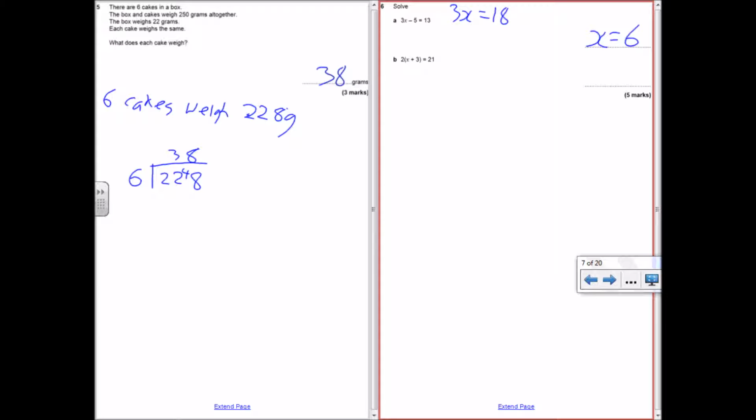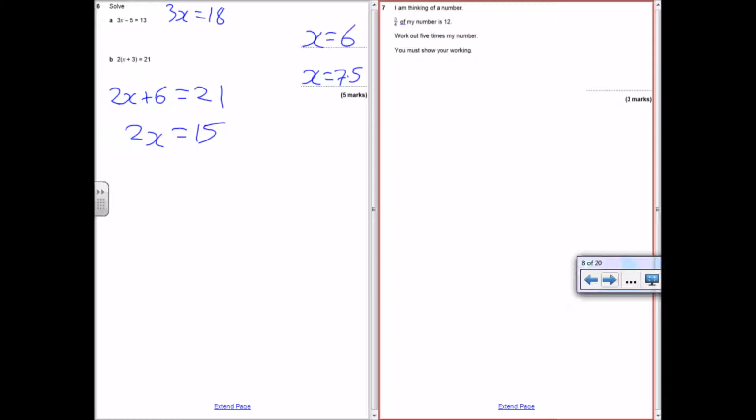And in part B, we need to expand the brackets first. So we get 2 times x is 2x, plus 2 times 3, which is 6, that equals 21. So if 2x plus 6 equals 21, then 2x must equal 15. We know that by subtracting 6 from both sides. Then if we divide both sides by 2, we get what x is, which is 7.5.